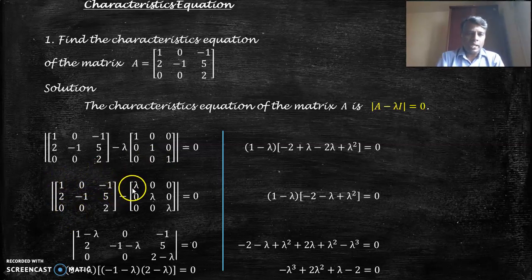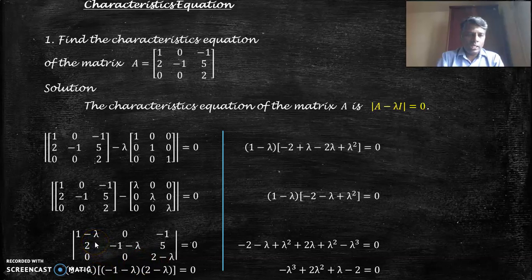1 minus lambda. We multiply lambda with each entry of the unit matrix. So we will get lambda on the principal diagonal elements of the matrix, since the principal diagonal elements of the unit matrix are 1. So lambda, lambda, lambda. So 1 minus lambda, 0 minus 0, 0, minus 1 minus 0, that becomes minus 1. For this, we get all entries from this equation like this.